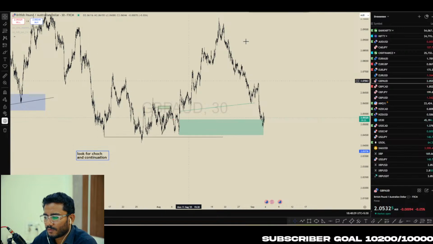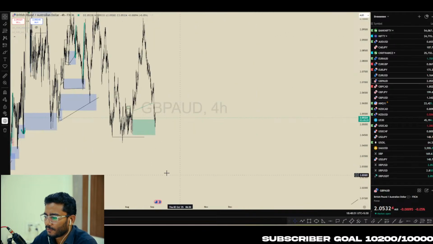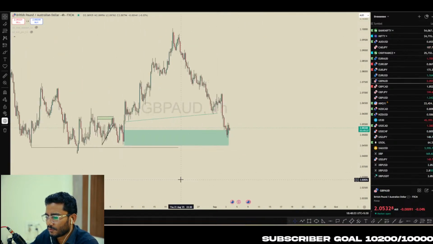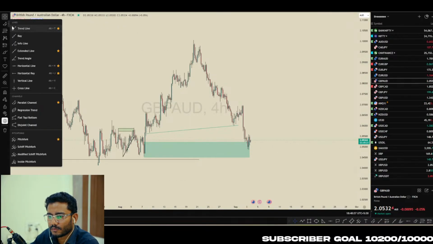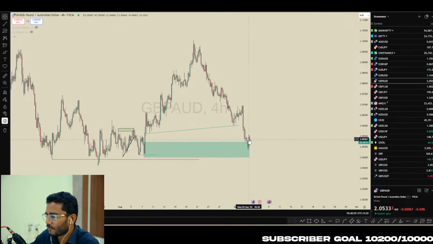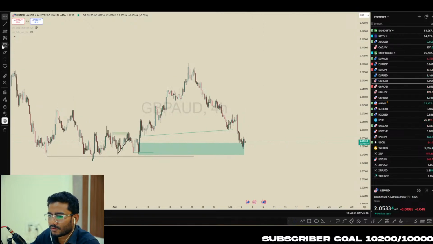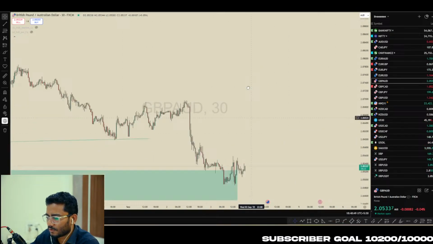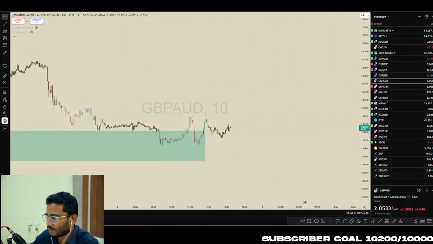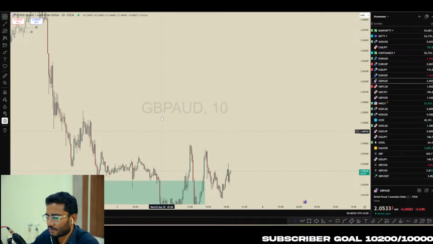If you look at GBP AUD, price has reacted from this order block. We can say this is the order block which took out the previous low. So I'm waiting for price to create a change of pattern. If price does that, then we look for the next high as a target. We have news after 5 minutes. Let's see what price does.